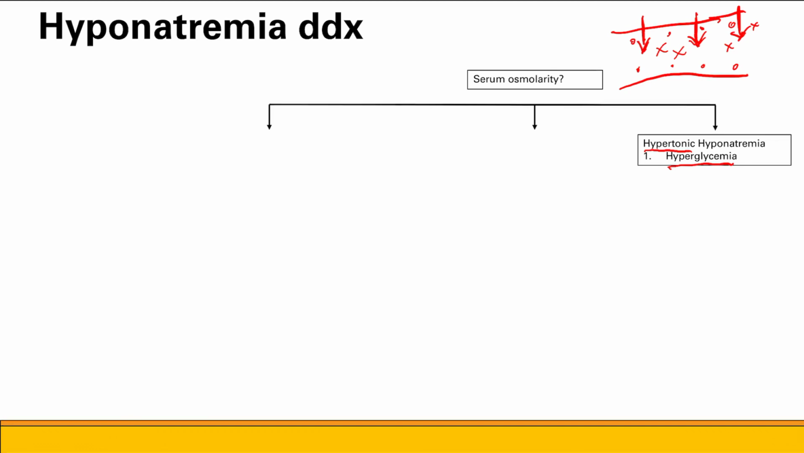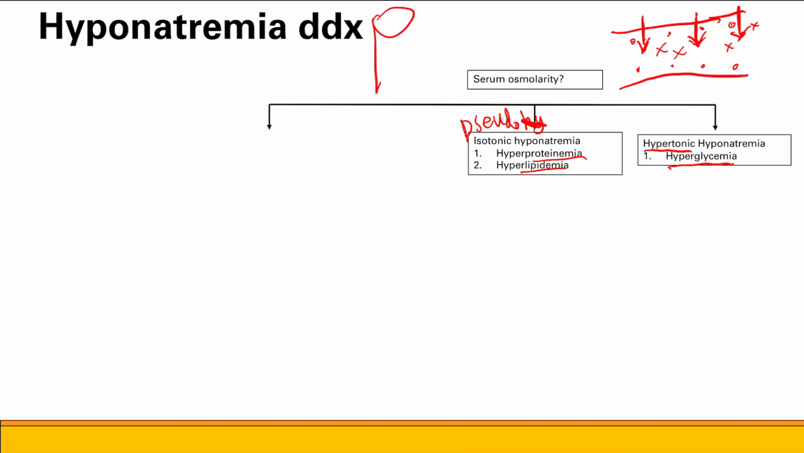What's the isotonic hyponatremia? That's normal osmolarity but low sodium. This one is due to too much protein or too much lipid, and this one's actually a pseudohyponatremia, and I want to explain that. So pseudohyponatremia due to too much protein or too much lipid. I'm going to actually draw a beaker here to explain this. So this is our serum.